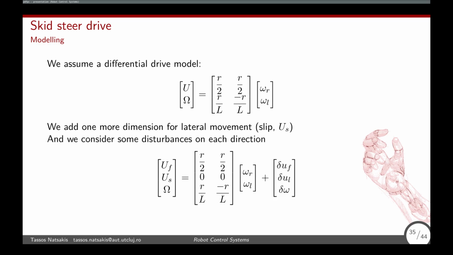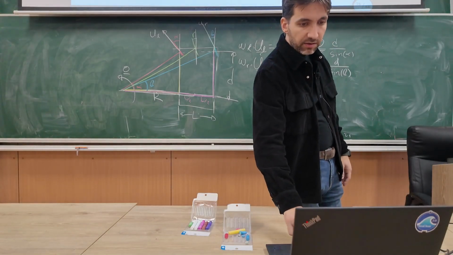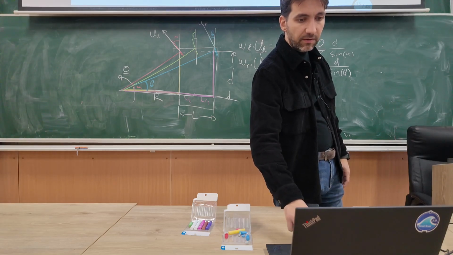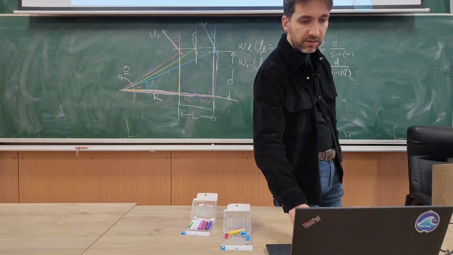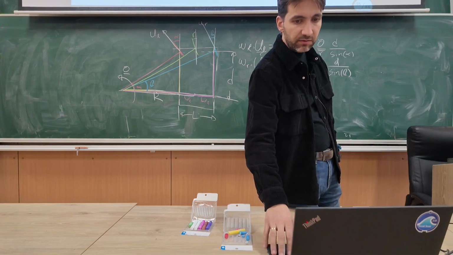But then I basically add some disturbances. So I'm trying to model this slipping with some coefficients for disturbance. So I'm trying to write this basically kind of like in state space, where I add some unknown disturbances.